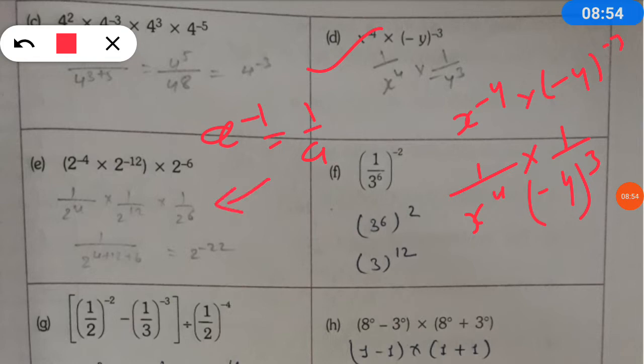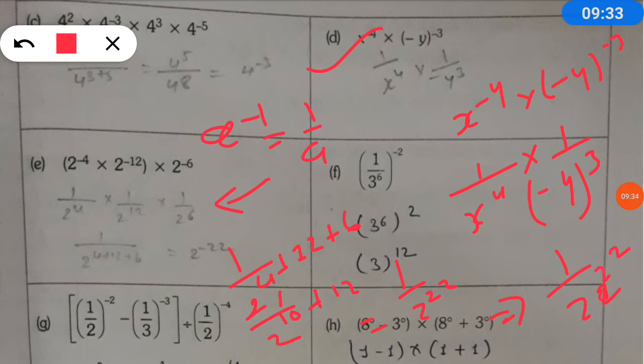Now as you know, the bases are same for all three and the multiplication sign is there. So can we apply the law of exponent, a to the power m into a to the power n is equal to a to the power m plus n? Yes, we can apply that. So 2 to the power 4 plus 12 plus 6. Here 4 plus 6 is 10, 10 plus 12 is how much? 2 to the power 22. That will be 1 upon, because 1 upon is there. Now what answer we are getting finally, 1 upon 2 to the power 22 is the answer.